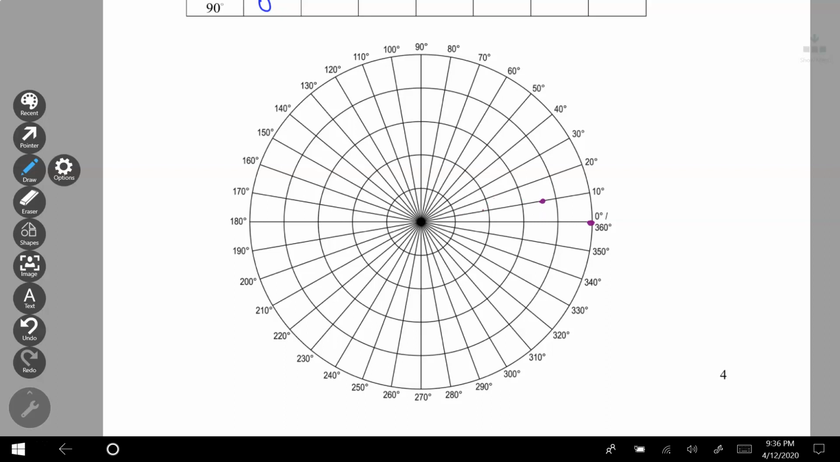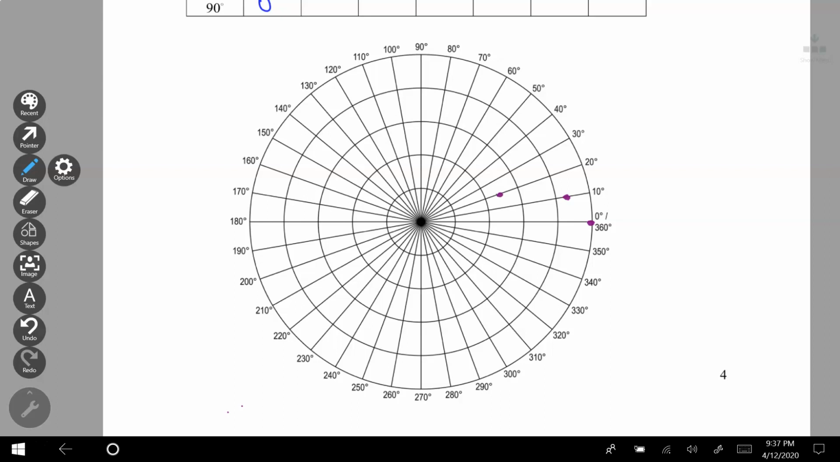Here's 4.3. Now that's a little bit off. 4.3 is right around here. And then 2.5 is 1, 2, oh my goodness, way off. Sorry about that. 4.3 is right here. Getting a little bit blurry looking at this grid. Okay, 2.5: 1, 2, 2.5.